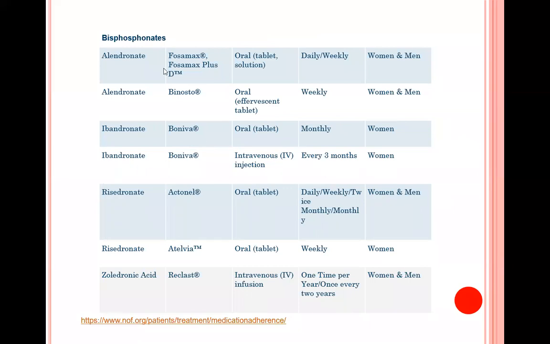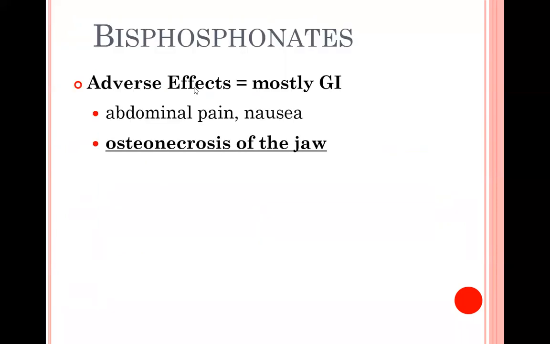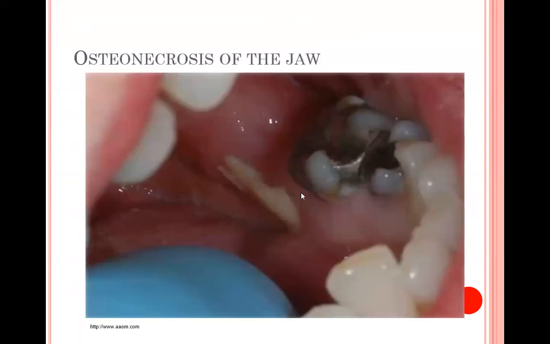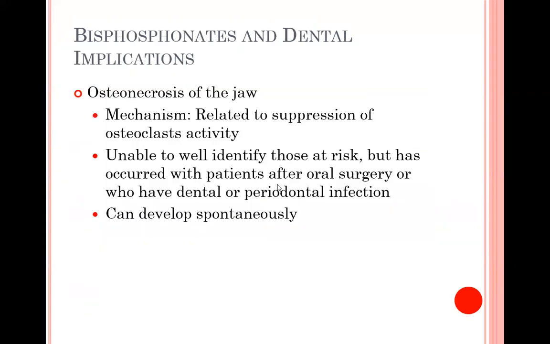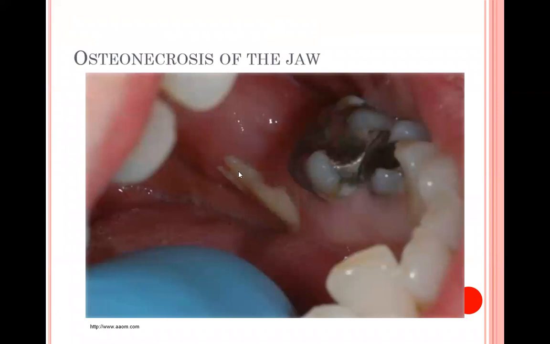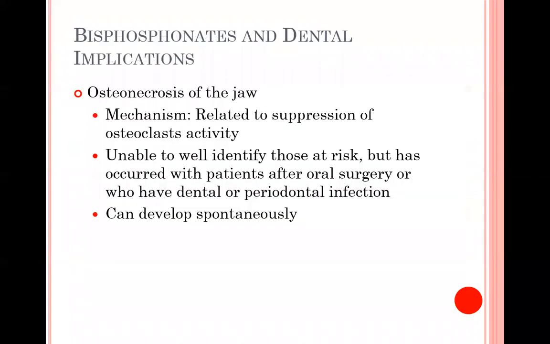This is another chart that goes over the different bisphosphonates. Okay, so adverse effects, mostly GI, abdominal pain, nausea, but the big one, this should be like flashing red, is osteonecrosis of the jaw. Here's some exposed bone. This is exposed bone here. And what's happening is it doesn't heal over. So we don't get the tissue healing over and covering the bone. The bone is exposed to the outer world. That's osteonecrosis of the bone.